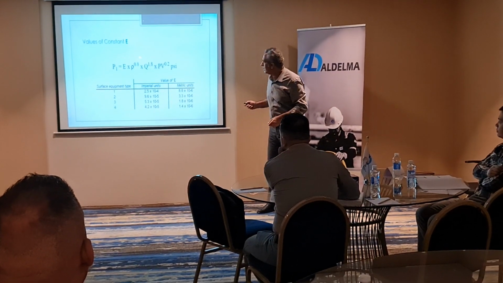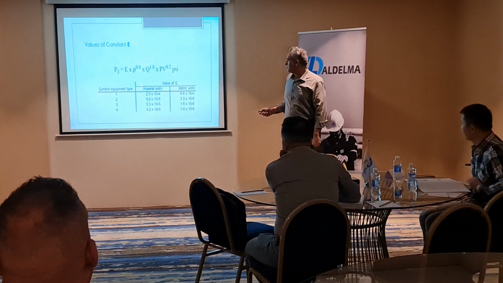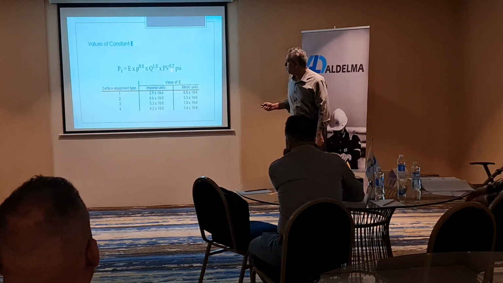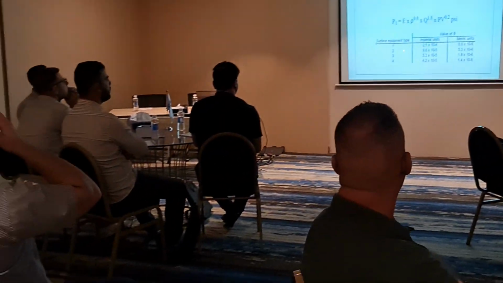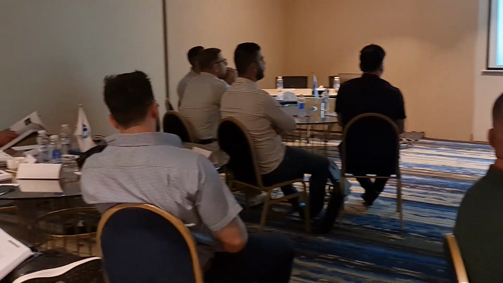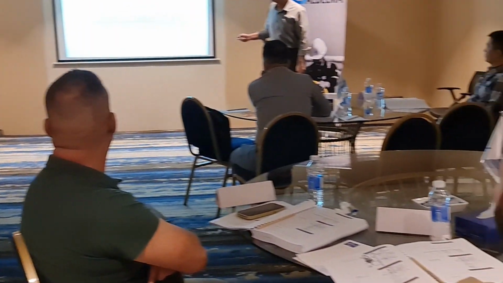Look at here. For the E, we have 4 types of equipment, and we have 4 constants for them, which depend on the surface equipment type. We will choose one of them and do the calculation. This is a metric unit, and this is the empirical units.